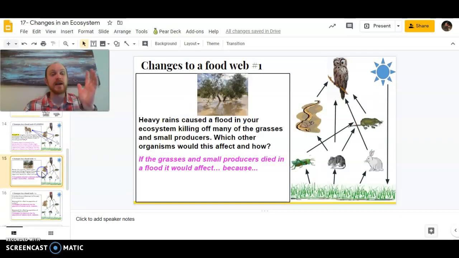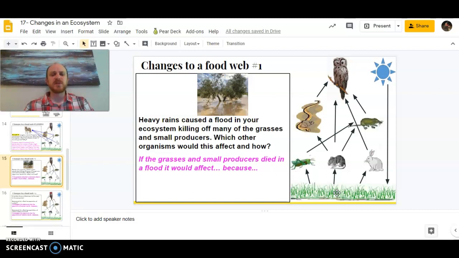Okay, so now you have 5 other ones. Here's one, same ecosystem over here. Heavy rains caused a flood, killing off many of these grasses and the other small producers. Maybe there's some big trees left, but most grasses and small bushes are gone.